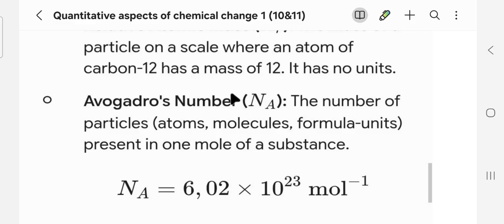And Avogadro's number is actually a constant value, which means that this value was determined a long time ago, before we were born, I believe. And this is the number that they came up with: Avogadro's number is 6,02 times 10 to the power of 23 mole per dm cubed. But in simple terms, it is the number of particles which are present in 1 mole of a substance. And if they ask you what those particles are, you will say those particles are atoms, molecules, or formula units.